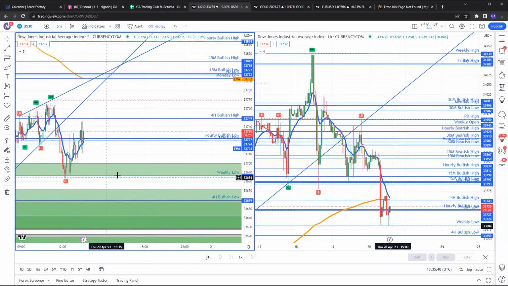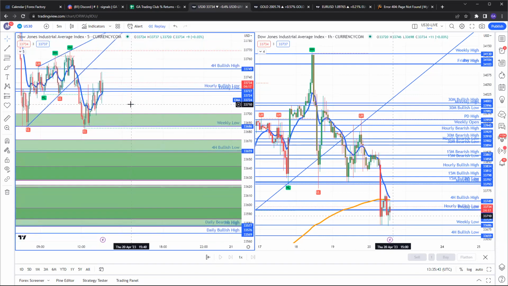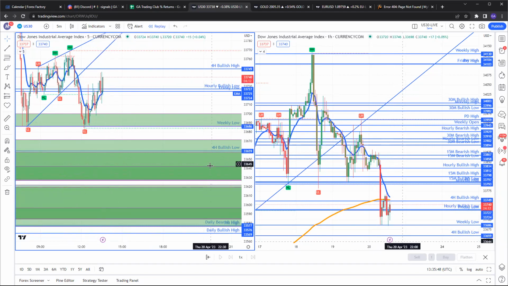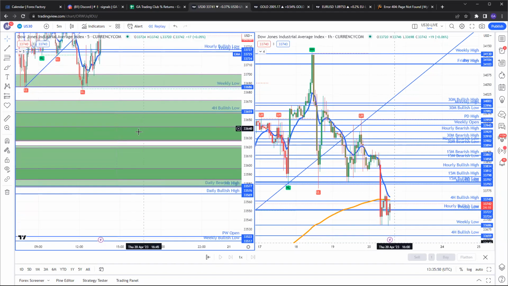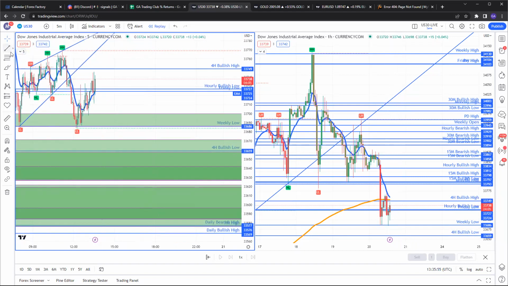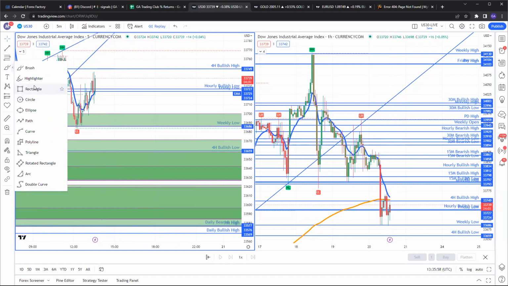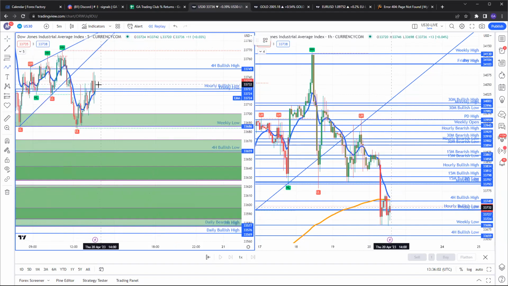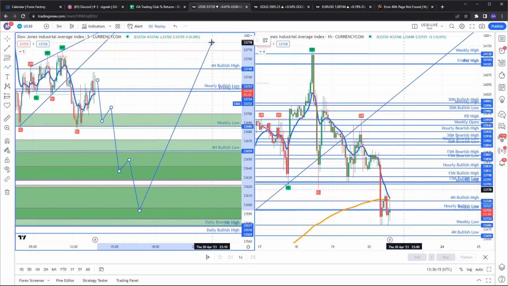So if US 30 is to reverse to the upside, more than likely they would grab liquidity at these zones. And down here, we also have the 4-hour bullish low. We have also the daily bullish high here. So to me, the downtrend is more probable than the uptrend. Also, we do have that death cross coming in on the hourly. So this is what I expect, and then maybe a reversal back at around this part.